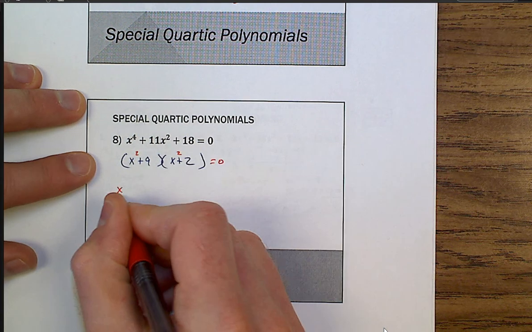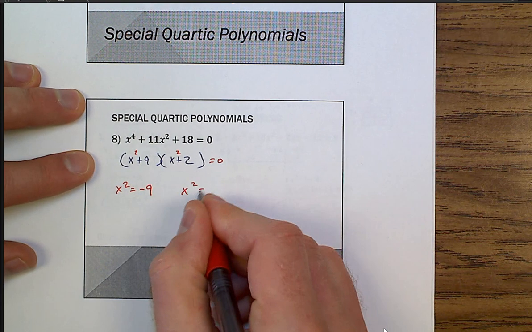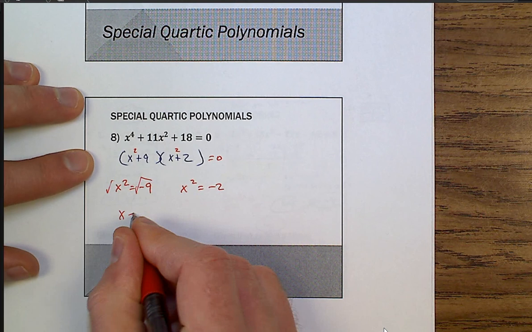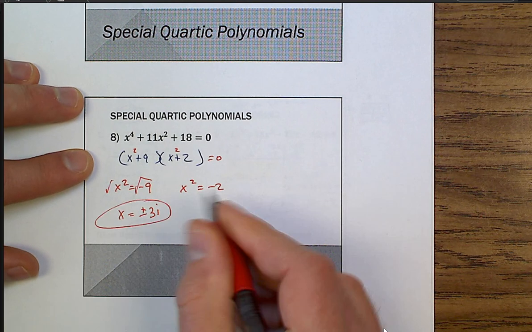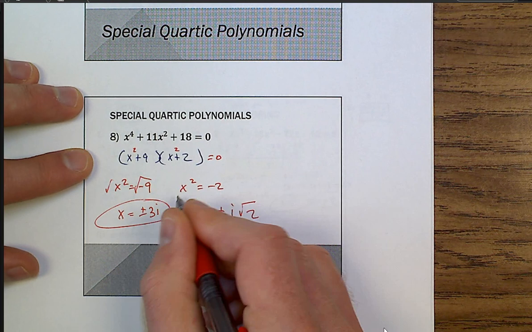x squared equals -9, I just negated the 9 in my head there. x squared equals -2, I negated the 2. Square root, I get x equals plus or minus 3i, and x equals plus or minus i radical 2, so square root and square root.